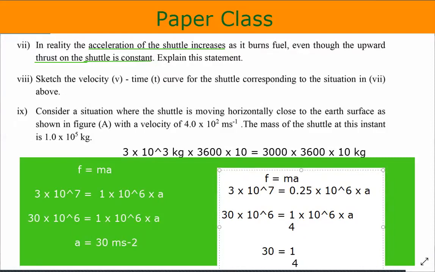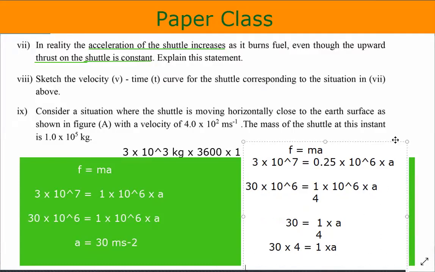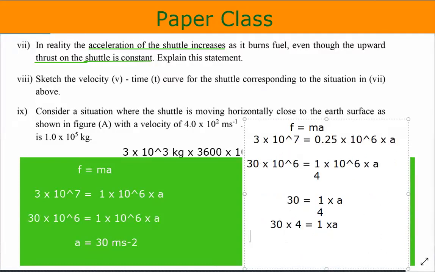into acceleration. So what should I do in the next step? I can take this 4 to the side of 30. So then it will be 30 into 4 equals, if you want, you can write 1 into a. So what is the acceleration now? 120 meters per second squared. 30 times 4 means 120. So what has happened to the acceleration then?